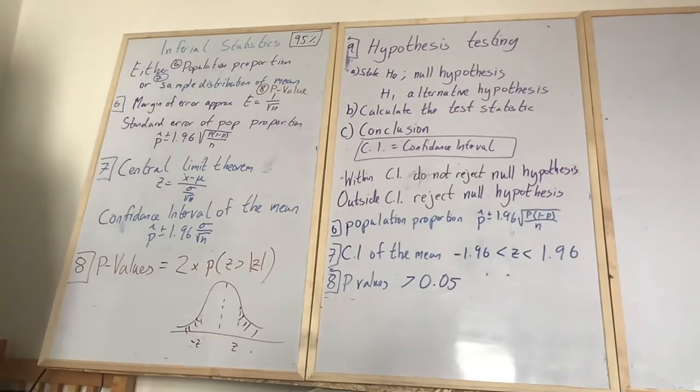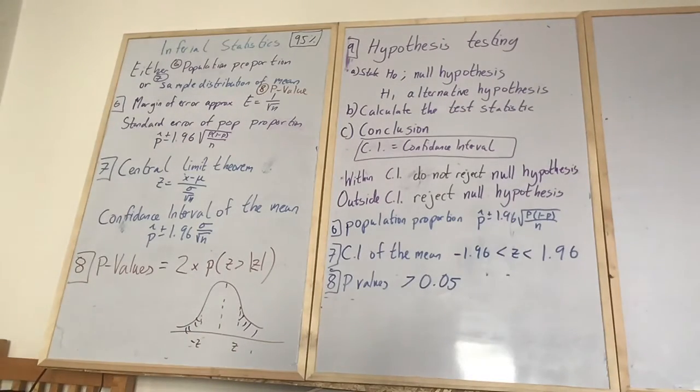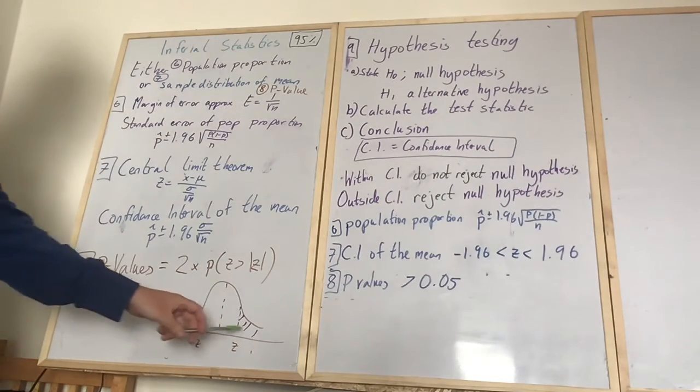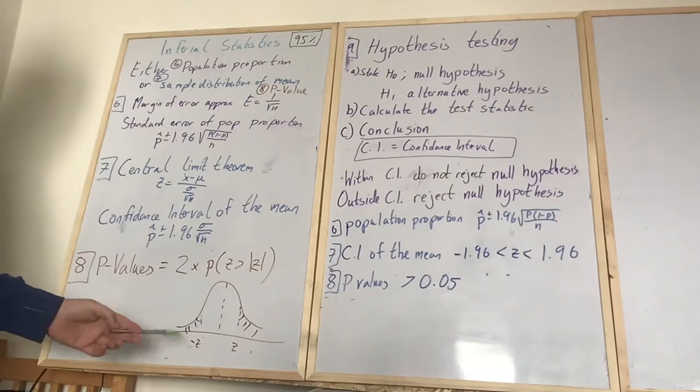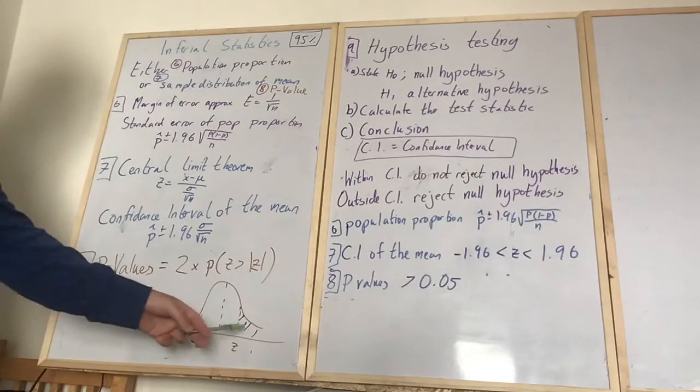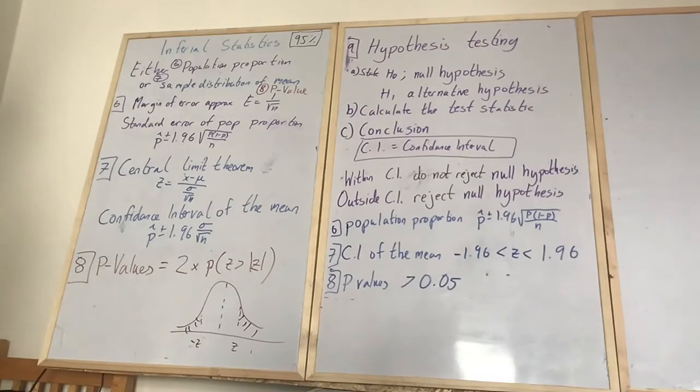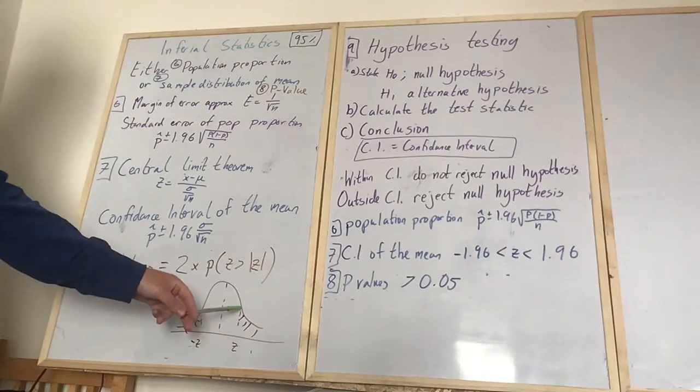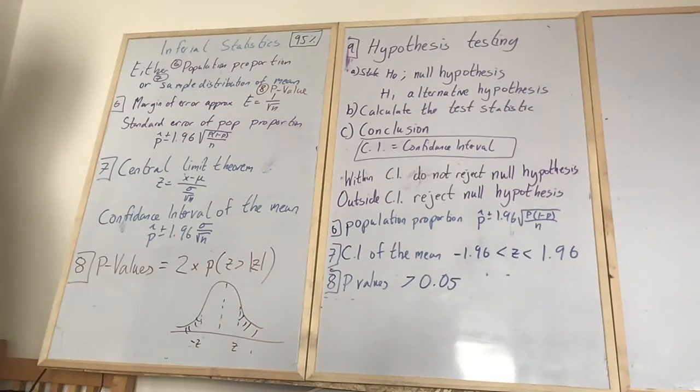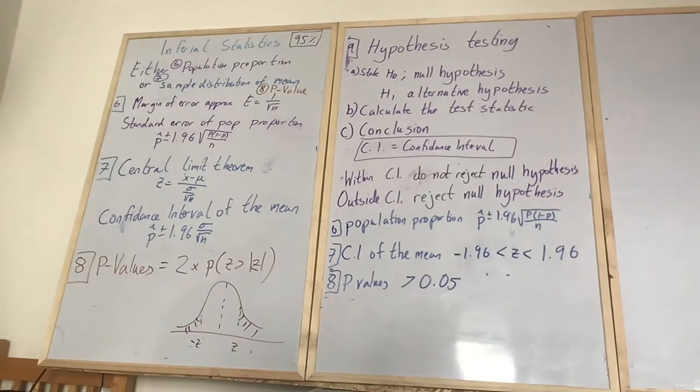The last one we're going to look at is the p-value, and the p-value is the region outside a certain confidence interval of minus z and plus z. To find out what it would be, we do 2 multiplied by whatever is greater than the positive z, because we know that the normal distribution curve is symmetrical. Those are the three inferential statistics.